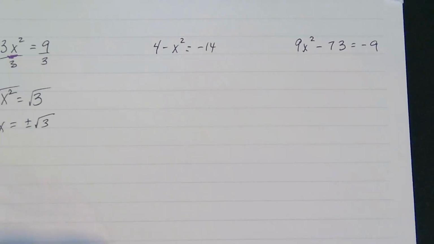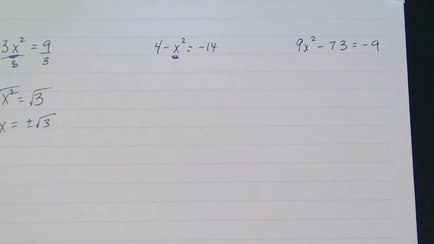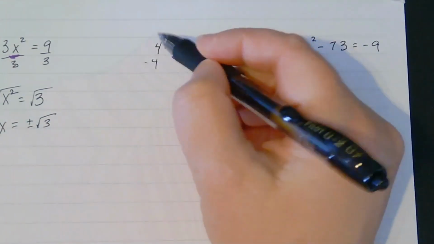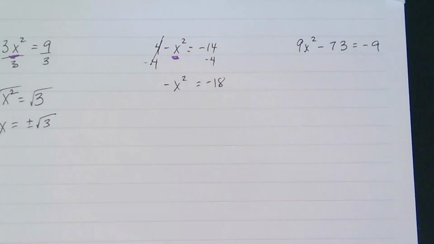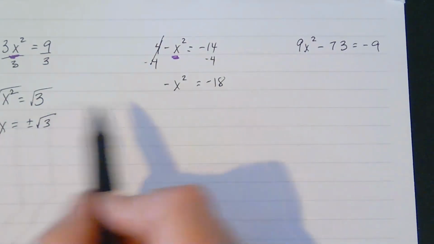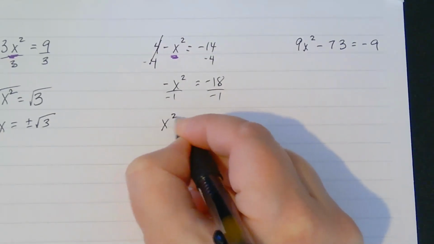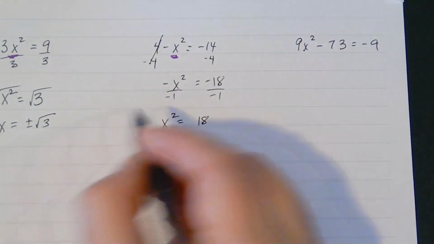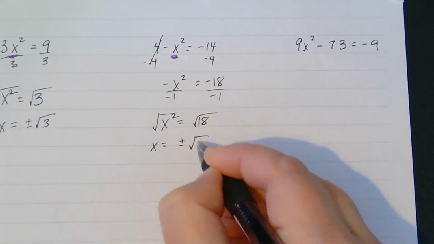So again, I don't want to square root yet. I want to wait until I can get just this x squared part by itself. So I'm going to undo this problem by doing inverse operations. I'll start by subtracting 4 from both sides. So this cancels and I get negative x squared equals negative 18. And then again, I can't square root until I have just this, so I'm going to divide both sides by negative 1. So x squared equals positive 18. And then I want to get my 2 solutions, and I do that by square rooting. So I get x equals plus or minus the square root of 18.